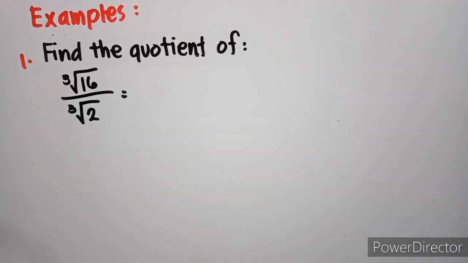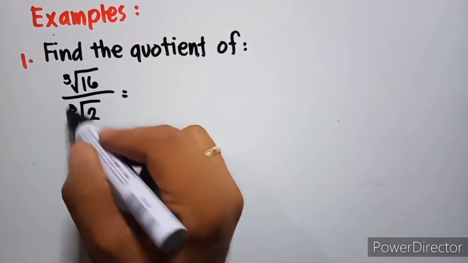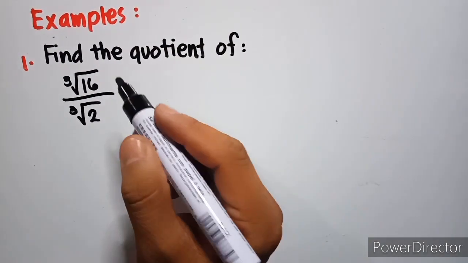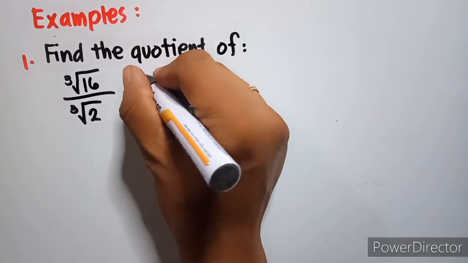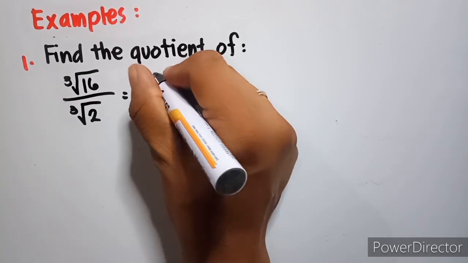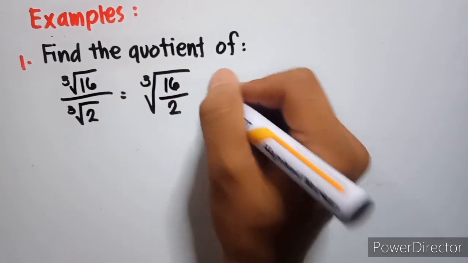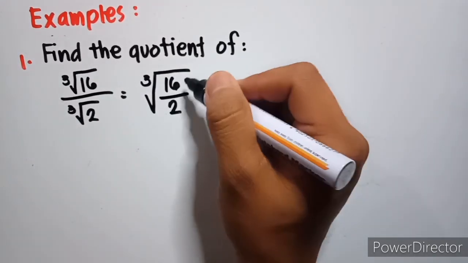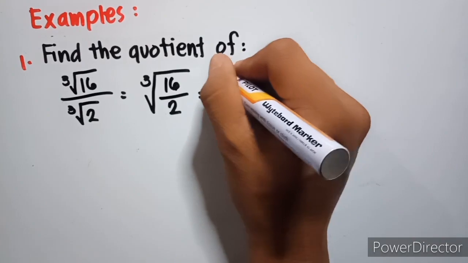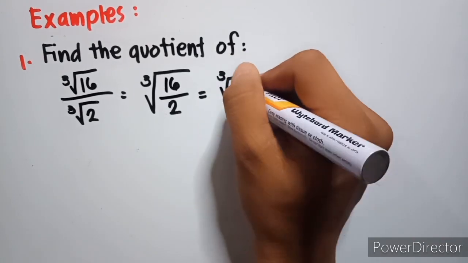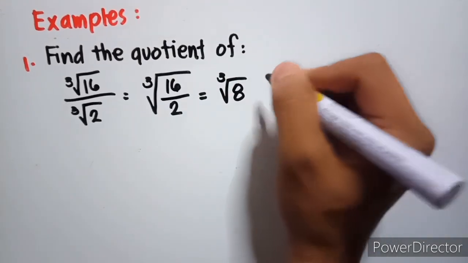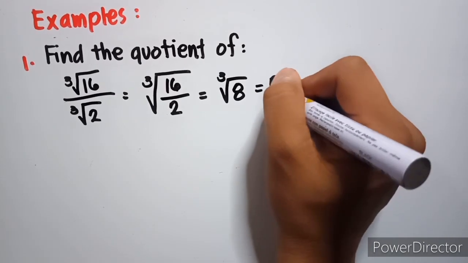Okay, find the quotient of cube root of 16 divided by cube root of 2. Since pareho ang kanyang indices or index, i-apply na natin ang laws of radical. Pwede natin siyang pagsamahin as cube root of 16 over 2. Then, cube root of 16 over 2, let's divide. So this is cube root of 8. 16 divided by 2 is 8. Then cube root of 8 is 2.